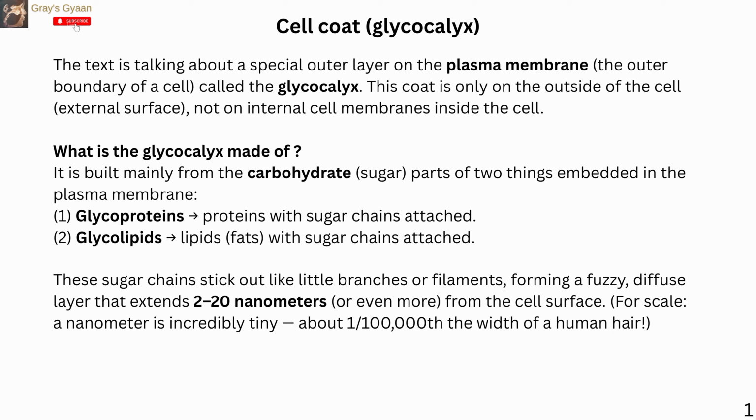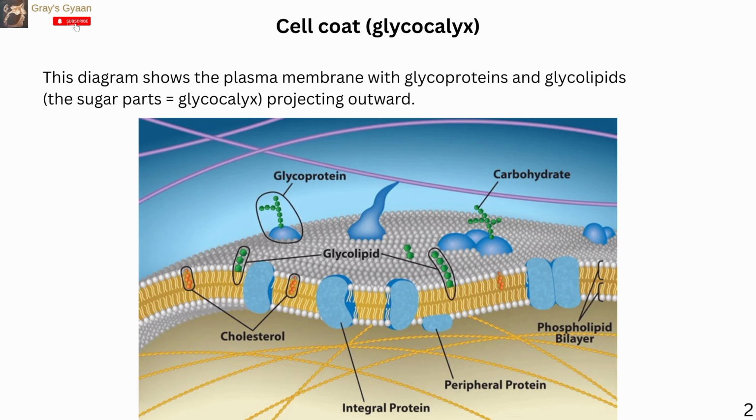These sugar chains stick out like little branches or filaments, forming a fuzzy, diffuse layer that extends 2 to 20 nanometers, or even more, from the cell surface. For scale, a nanometer is incredibly tiny, about 1 by 100,000th the width of a human hair. This diagram shows the plasma membrane with glycoproteins and glycolipids projecting outward.